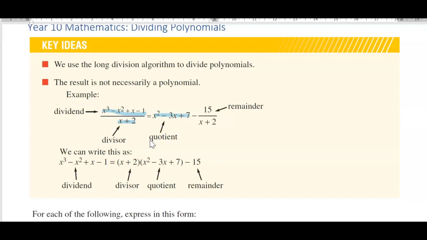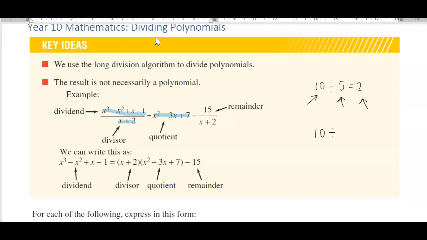Let's say 10 divided by 5 is 2. Let me write that on the side. If I had 10 divided by 5 equals 2, the 10 is your dividend, the 5 is your divisor, and the 2 is your quotient.